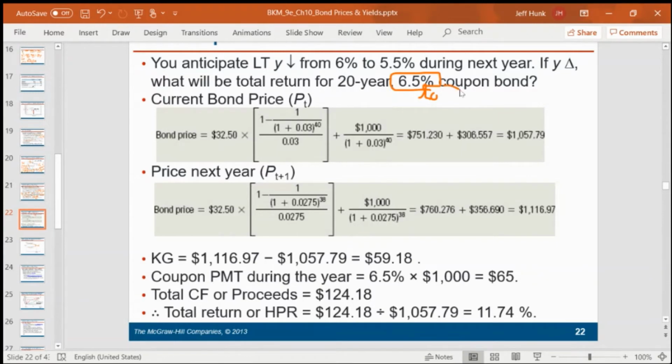The coupon rate is greater, isn't it? Coupon rate is 6.5%. The yield at time t now is 6%. So what can you tell about this bond? Will this bond be a premium bond or a discount bond? Of course, it's going to be a premium bond, because the coupon rate is greater. So let's find the bond price at time t.